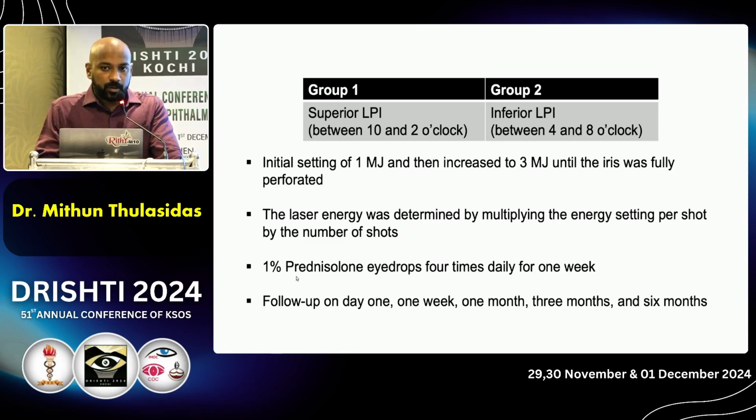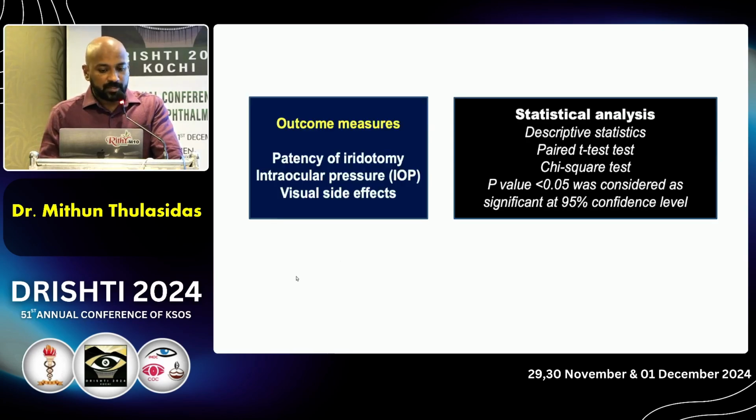Topical corticosteroid was used for a week post-procedure, and follow-up was done on day 1, 1 week, 1 month, 3 months, and 6 months. The primary outcome measures included the patency of iridotomy and the intraocular pressure, whereas the secondary outcome measure included the visual side effects. The statistical methods included a paired t-test and chi-square test, and a p-value less than 0.05 was considered significant.